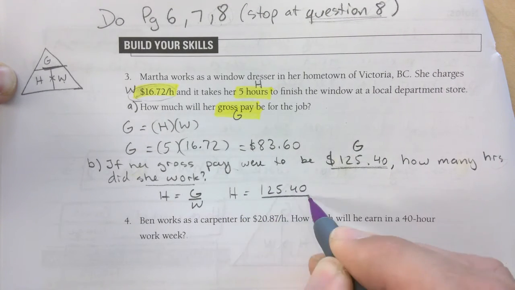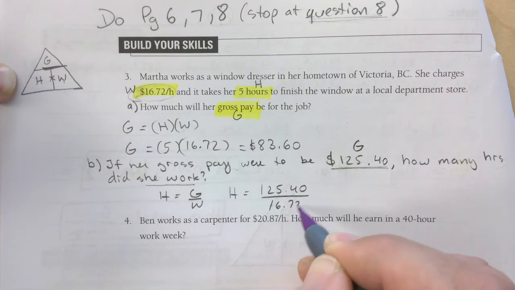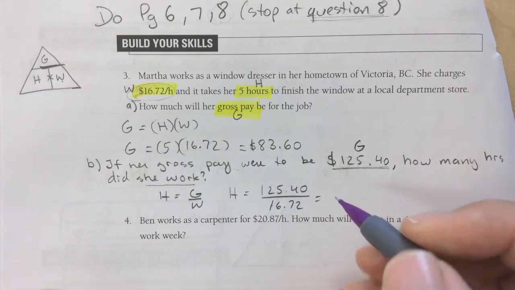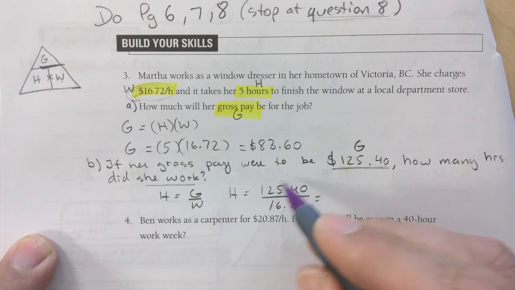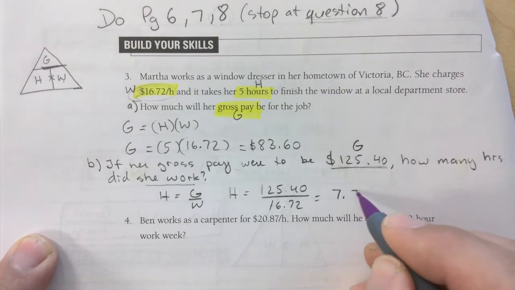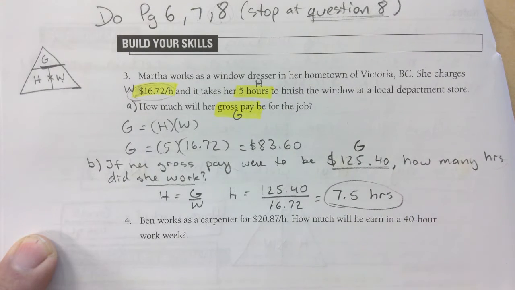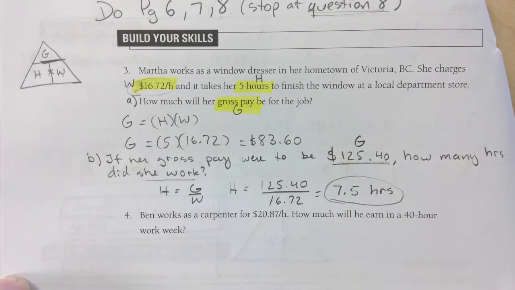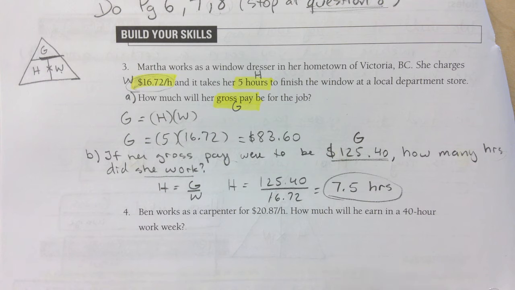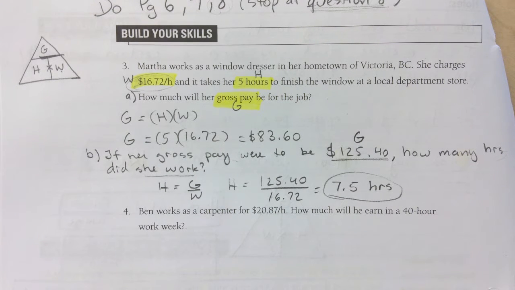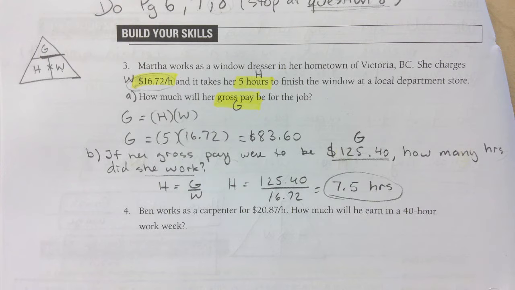125.40 divided by 16.72. And that would equal, if you plug this into your calculator, 7.5 hours. So she worked 7.5 hours for that job. So we're kind of working backwards, okay? So that would be your B part there.